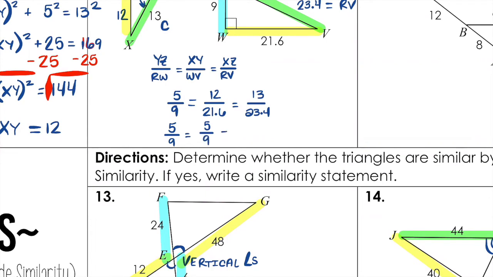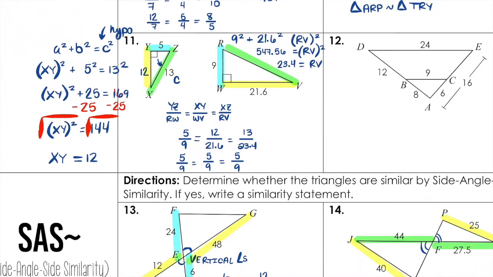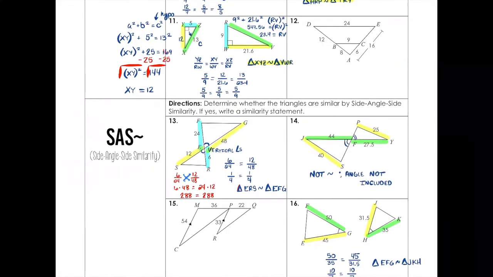So if that is true, are our triangles similar based on side, side, side? Yep. So we would say XYZ is similar to who? VWR, right? Is that right? VWR? Thank you, guys. Side angle side. Sounds familiar, doesn't it?